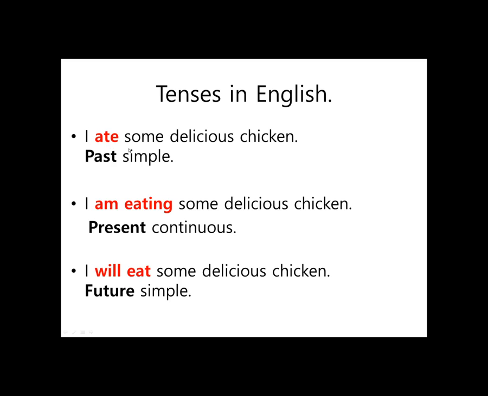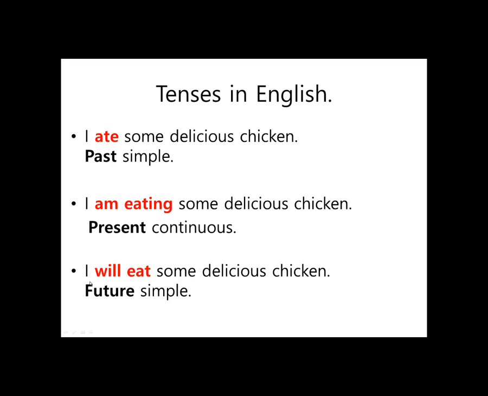Okay, so I ate some delicious chicken. We know that this happened in the past. Past simple. I am eating some delicious chicken. This is what we will study today. This is called the present continuous. So we have am here. So we know we're talking about something that is now. Okay, and continuous we will learn about next. It means that something is in action at the moment.